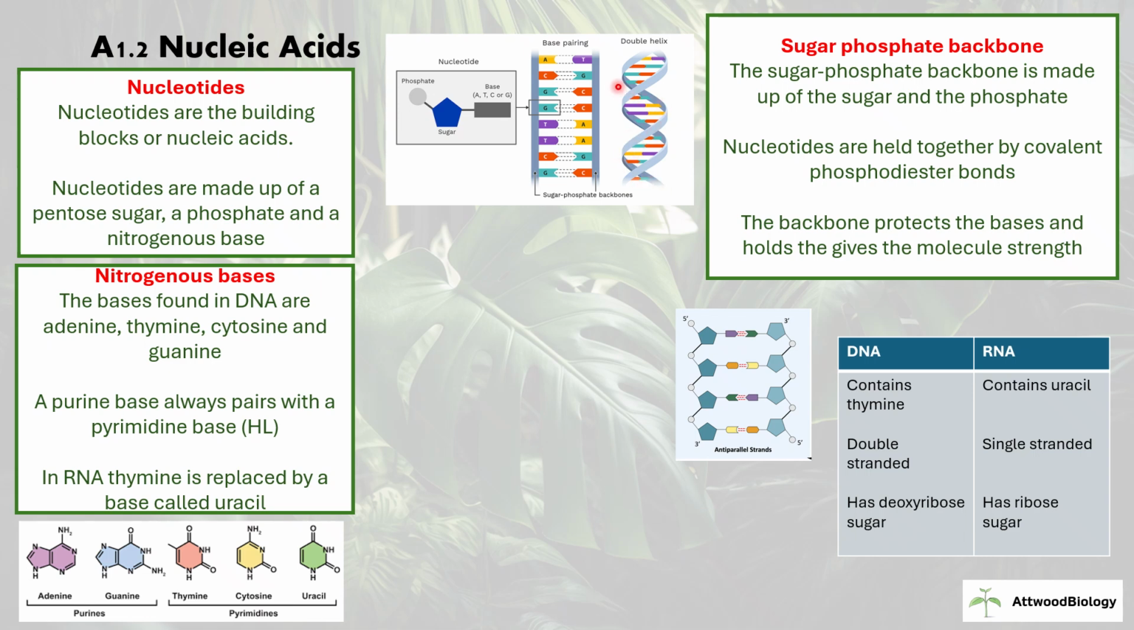So the blue bits are still the sugar phosphate backbone, and the coloured bits in the middle are the base pairs. The nucleotides are held together by covalent phosphodiester bonds. So each nucleotide is held to the next one in the polynucleotide chain by a phosphodiester bond. And the sugar phosphate backbone helps to give the molecule strength and prevents the bases from being exposed.